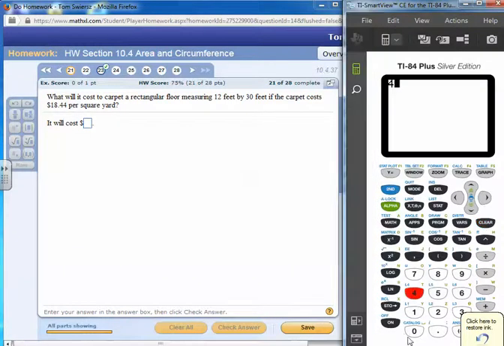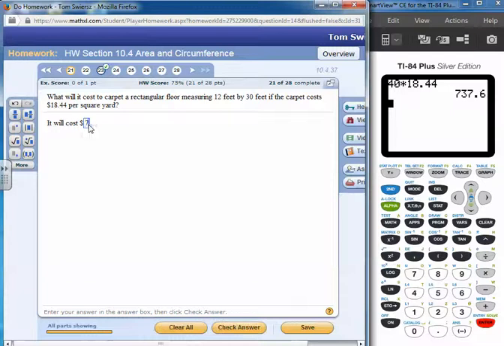40 times $18.44 per square yard gives us a total cost of $737.60. Very good.